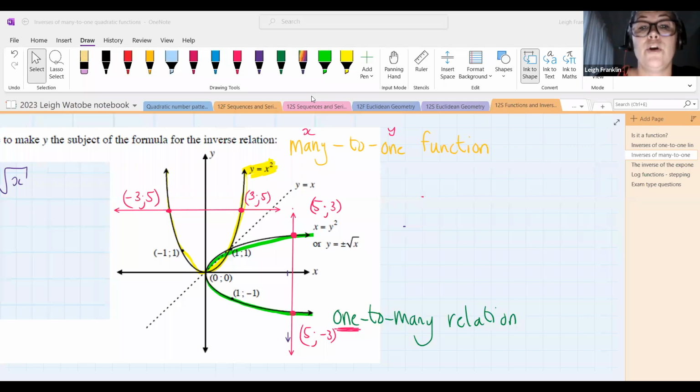Are we all good? Okay, Mbalenhle, go for it. Ma'am, I wanted to ask how then do we restrict the graphs? Okay, so I think what I need to show you is a question based on something like this so that you can see what it is that I'm talking about.